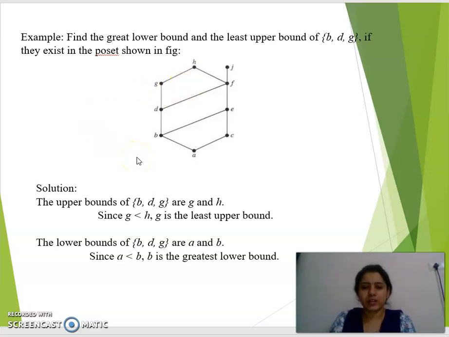So now find out the greatest lower bound value. First find out the lower bound values. For B, D, G, check which lower elements are related with all the three elements. So here A is related with B, D, G. B is also related with B, D, G. So A and B are the lower bound values. From A and B, the greatest one means the up one. Up one is B. So B is the greatest lower bound value.